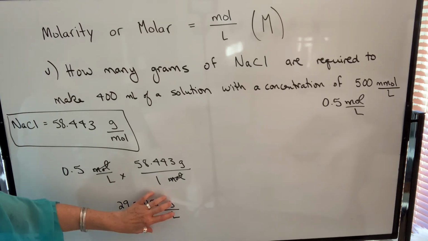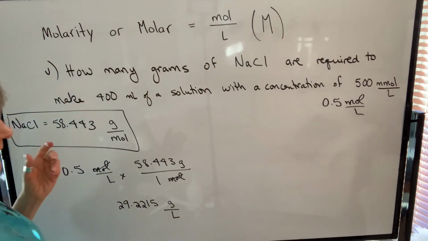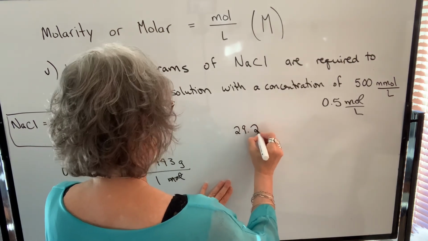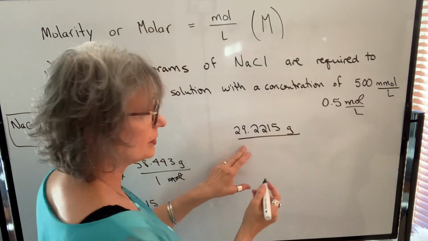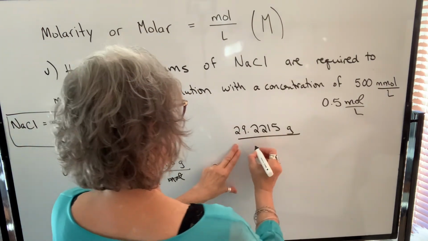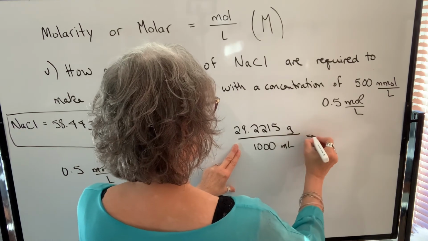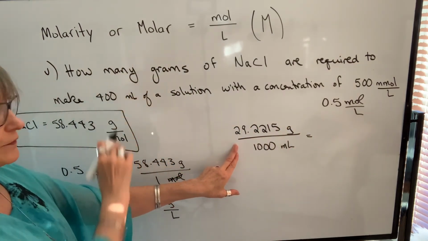Now that I have it in grams per liter, I can figure out how many grams of the solute I need, setting up a proportion. So I have 29.2215 grams of solute in 1 liter of solution. This time I'll change to milliliters. So that's 1 liter is equivalent to 1,000 milliliters. And I'm making a solution that is 400 milliliters in volume.